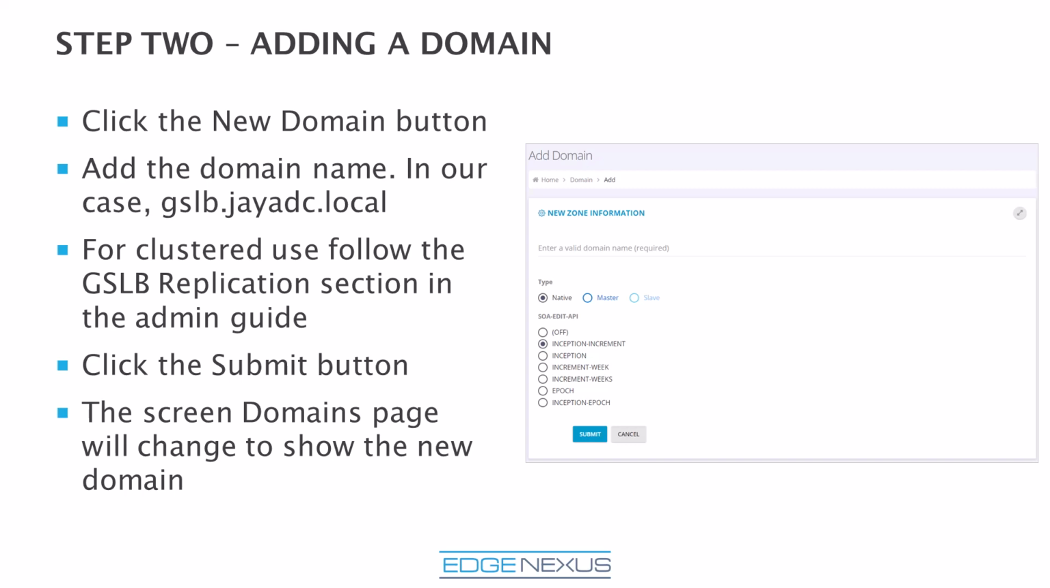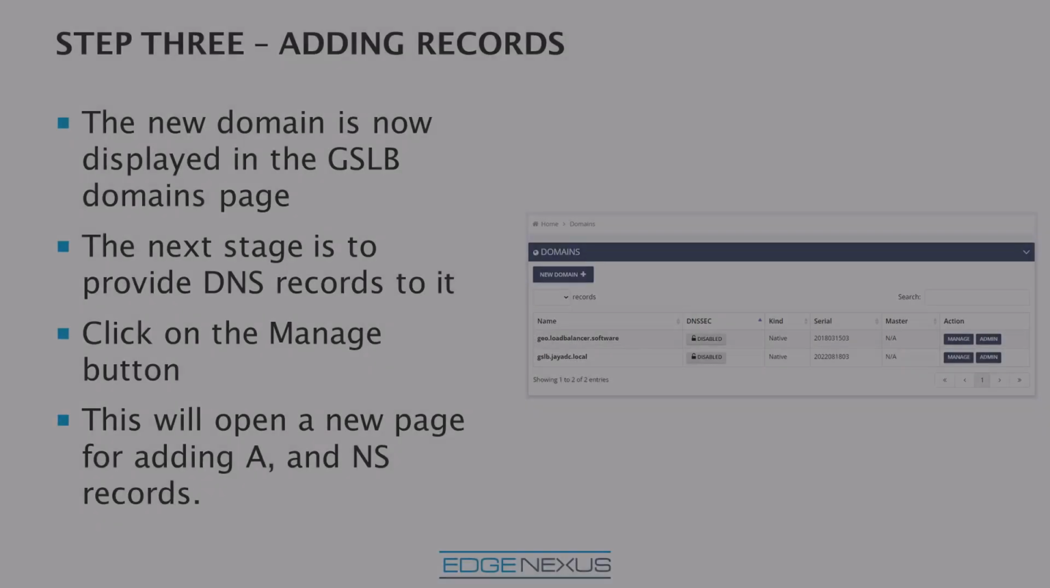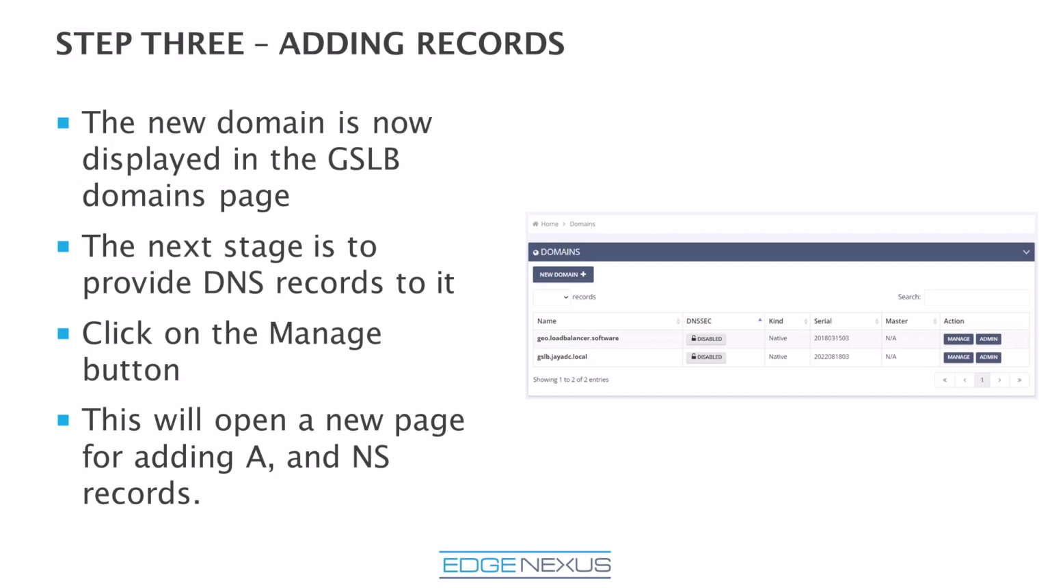After adding the domain name, you can click the Submit button. This will save your changes and create a new domain in the system. Once the new domain has been created and saved, the Domains page will automatically update to show the new domain. Step 3. Adding records.